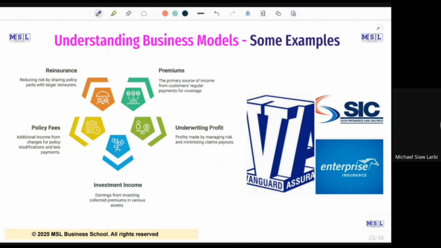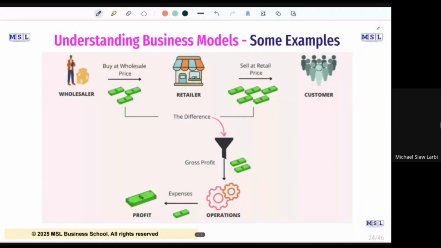Right. So they are just hoping that's their model too, just to show you the unique nature of how businesses make money. Then let's take a retail. This is the last example, a retail business.